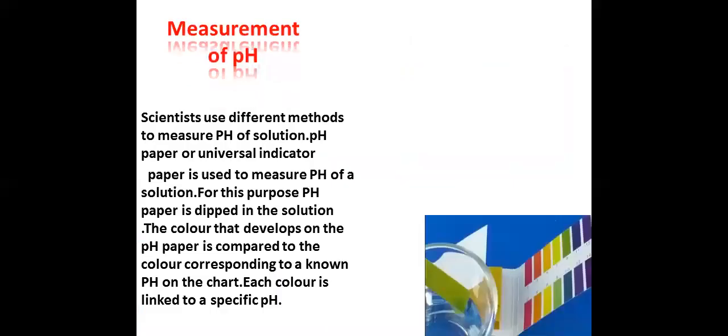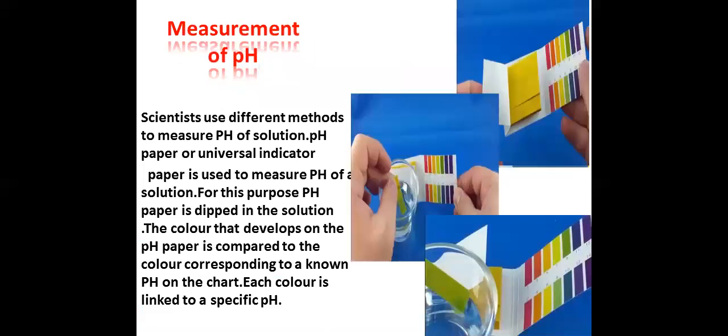Measurement of pH. How can we measure the pH of a solution? Scientists use different methods to measure pH of a solution. pH paper or universal indicator paper is used to measure pH of a solution. For this purpose, pH paper is dipped in the solution. This is the pH paper, this is the pH scale.